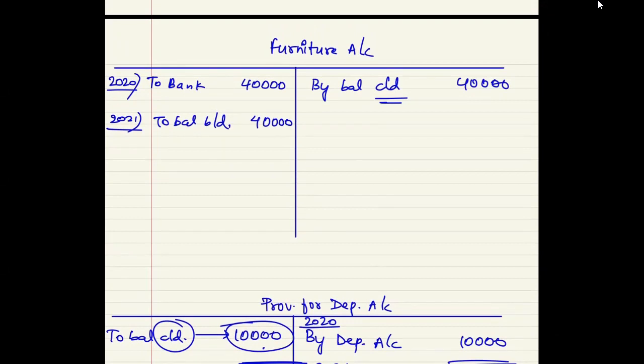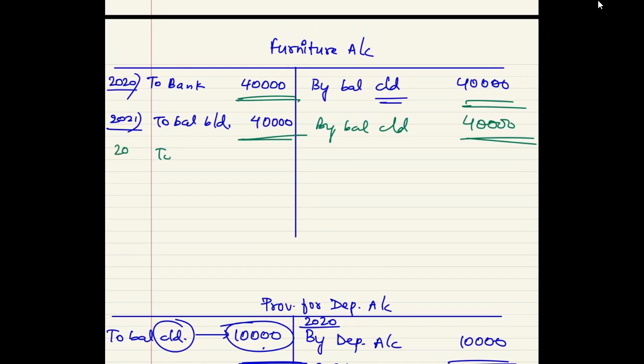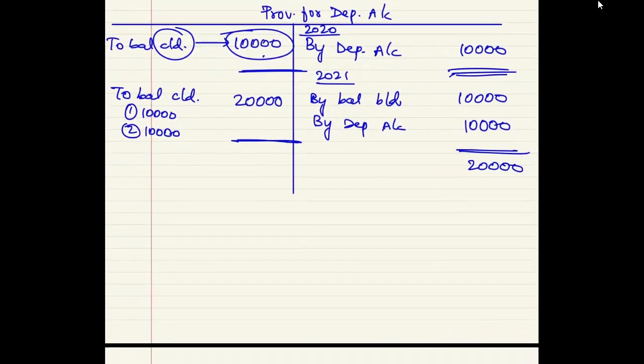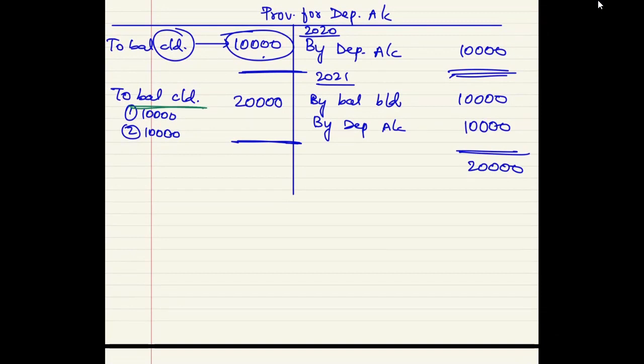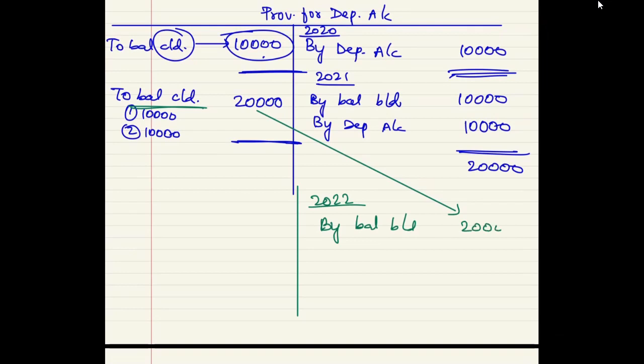In the furniture account, again, we will do by balance carried down. Nothing was sold, so this is closed in year 2022. To balance brought down again 40,000. Nothing was charged, so again, to balance carried down at the year end of 2022, it would be 40,000 again. Here you can see we have already transferred the balances. Now in 2022, by balance brought down, this balance will be brought down in the next year, which is 20,000.